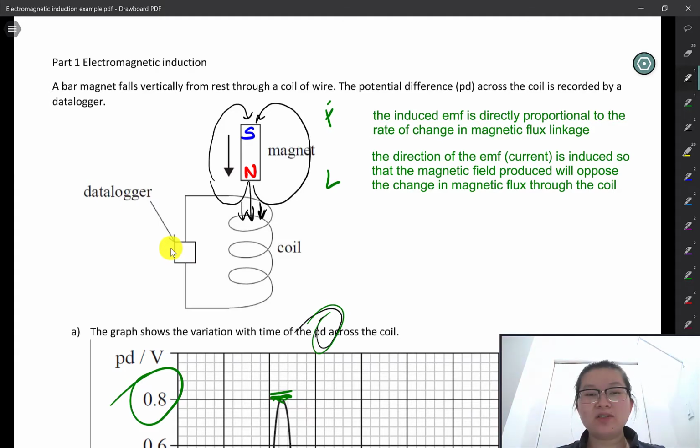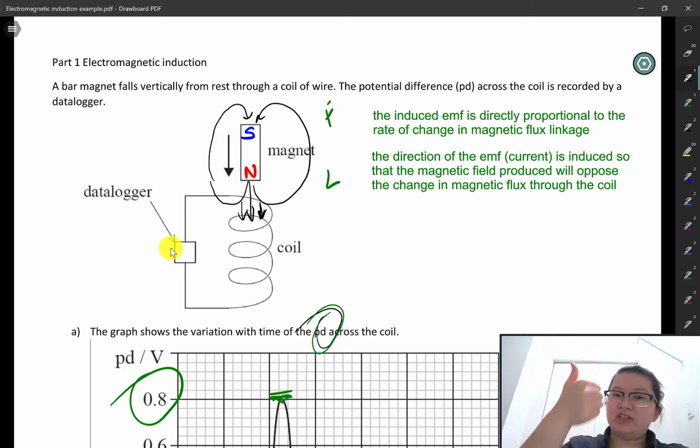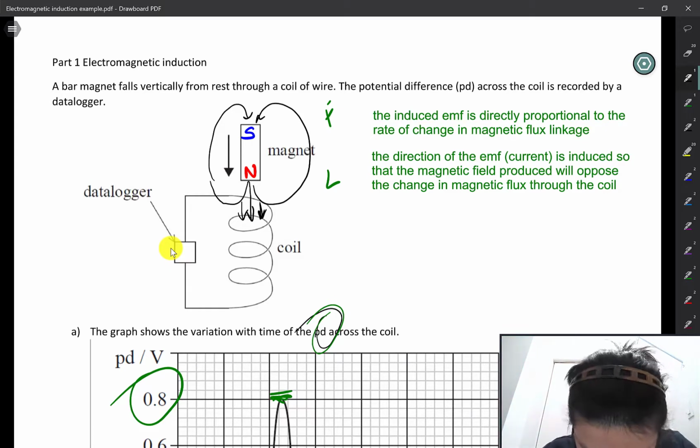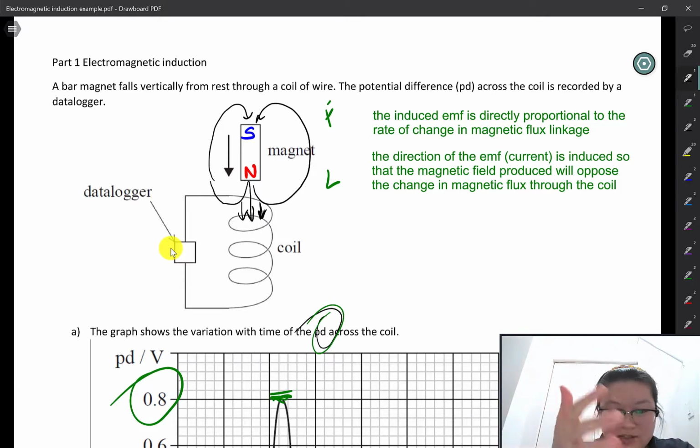So to oppose that change, the current must produce a magnetic field in the opposite direction, which your thumb is going to point up. So you'll notice that the current is going to curl in the, well, let's see. If you're looking at it from above, it looks like it is curling counterclockwise.